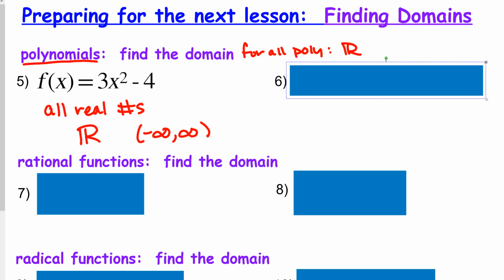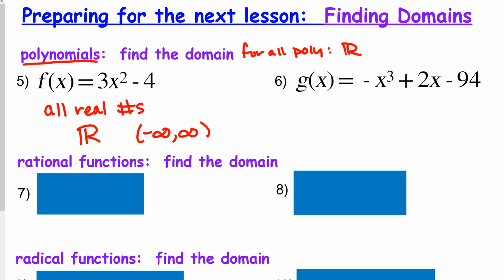Well then, if that's the case, here's another polynomial function. What's its domain? All real numbers. Because you can cube any real number, it's still real.